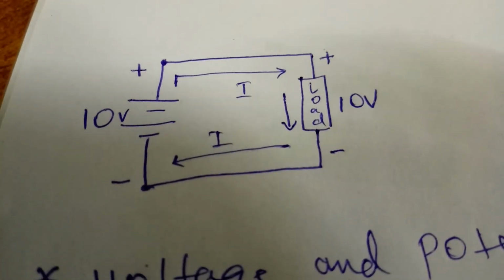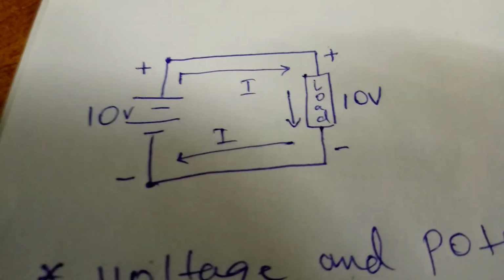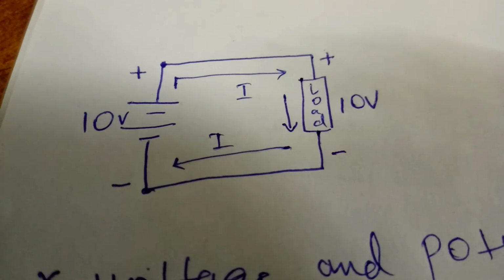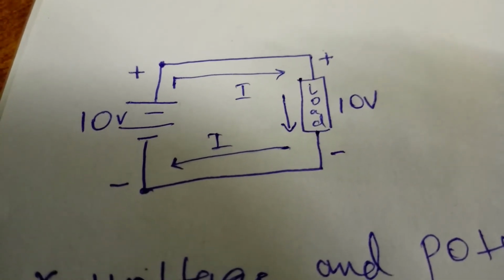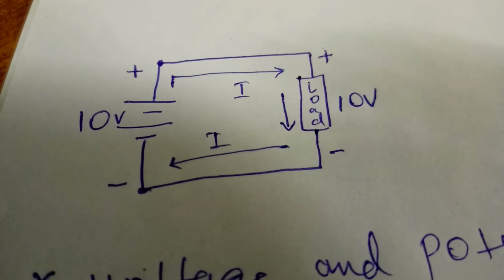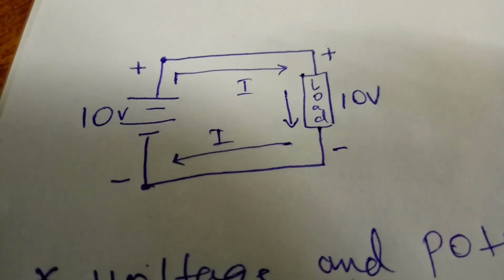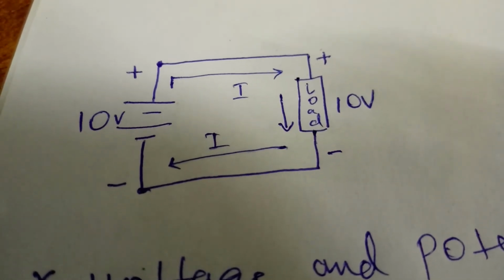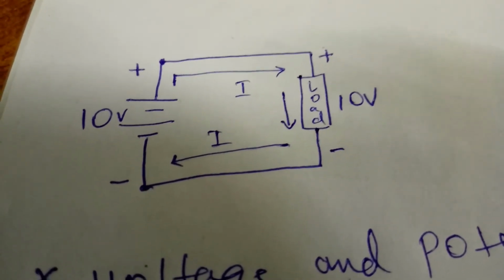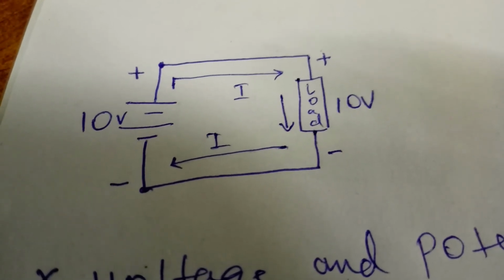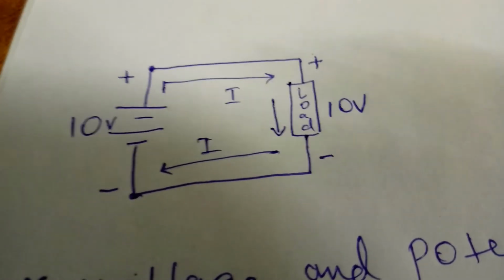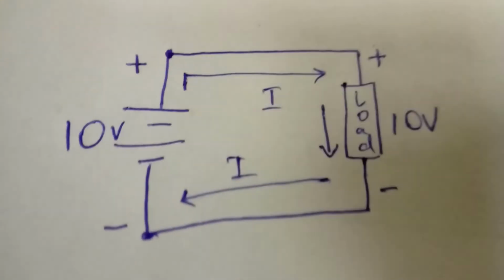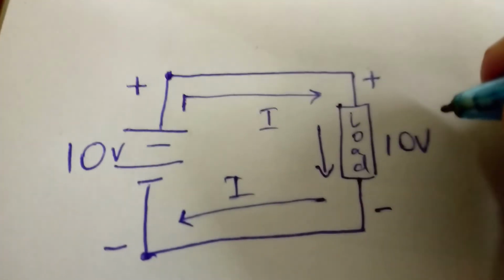But potential difference is the difference between high potential and low potential. If we subtract low potential from high potential, we will get potential difference. And current always flows from high potential towards low potential. This is the property of the current. Current always flows from the positive terminal to the negative terminal. So here current will flow from the positive terminal to the negative terminal.